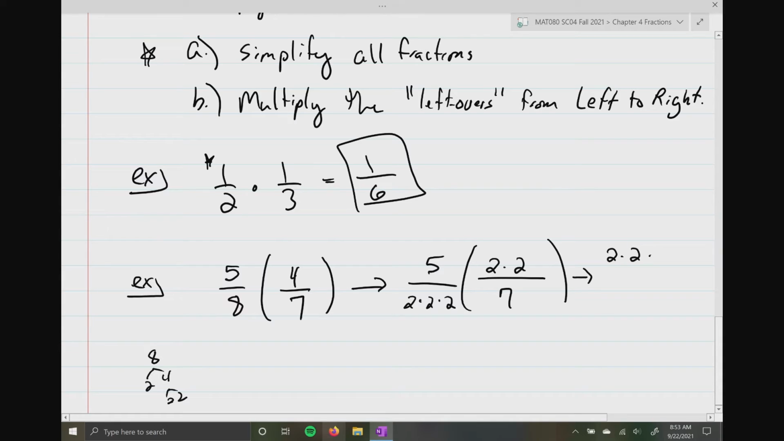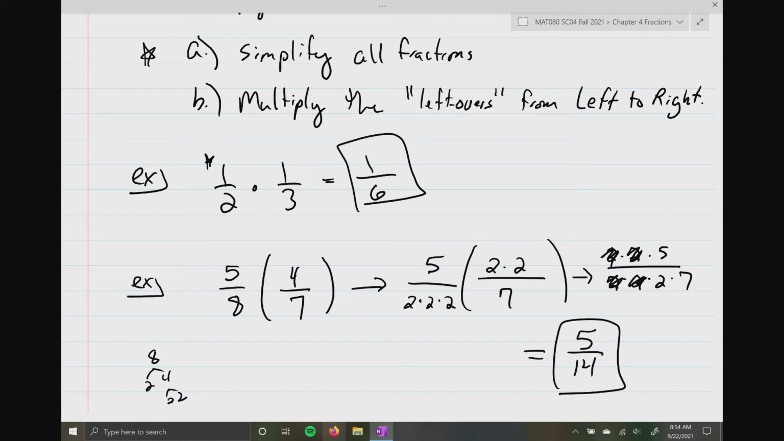I'm going to take my entire numerator and just put it in order. Remember the commutative property of multiplication from chapter 1. It doesn't matter the order in which you multiply. So I put 2 times 2 times 5 in my numerator, 2 times 2 times 2 times 7 in my denominator, and now I look for numbers that are the same on top and bottom. That's it. So my answer is 5 over 14. Does everybody see how I did that? Notice I simplified first and then I multiplied.